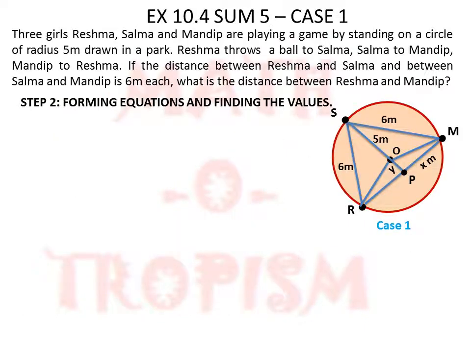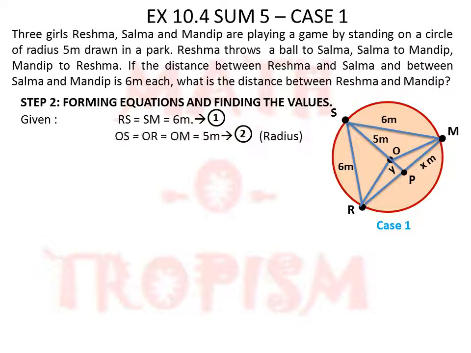So now we will continue to find the solution for case 1. I am just going to form equations after writing what is given. Given is RS is equal to SM is equal to 6 meter, and OS is equal to OR is equal to OM is equal to the radius, which is 5 meter. Now we need to find RM.